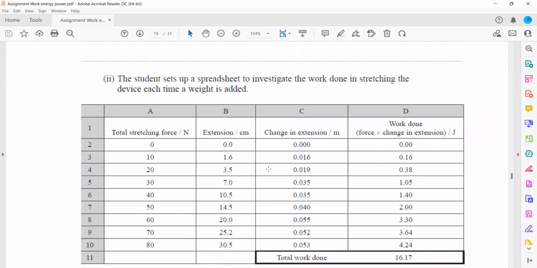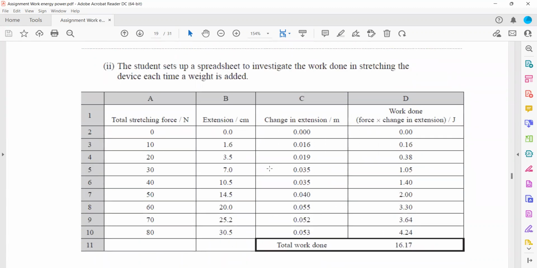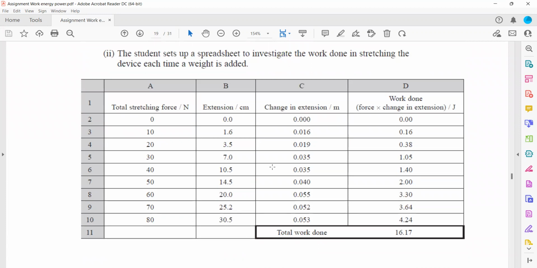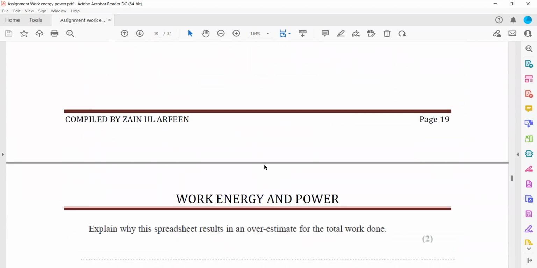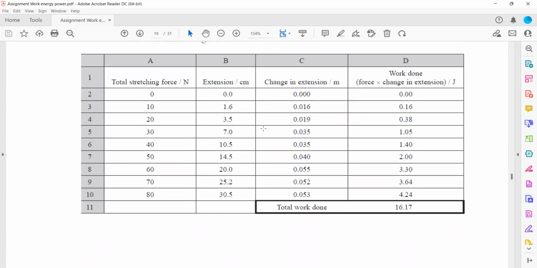The student set up a spreadsheet to investigate the work done in stretching the device each time a weight is added. Why is the spreadsheet result an overestimation? Look, why is it an overestimation of the work done? You can clearly see the student is changing the load by 10 newtons every time, like 0 to 10, then 10 to 20, also 10 newtons, 10 newtons, 10 newtons.